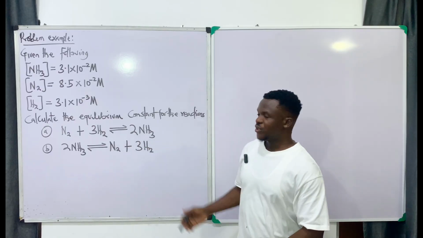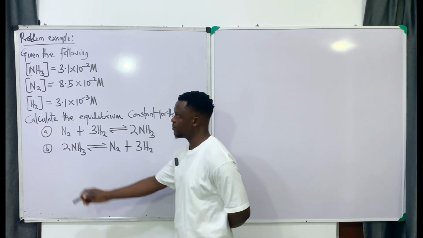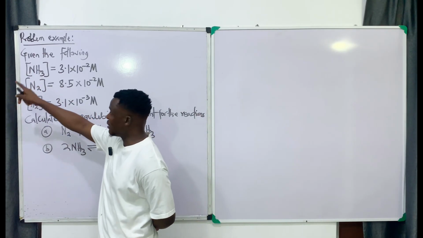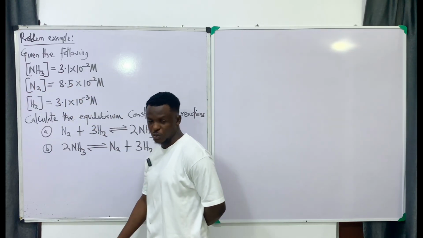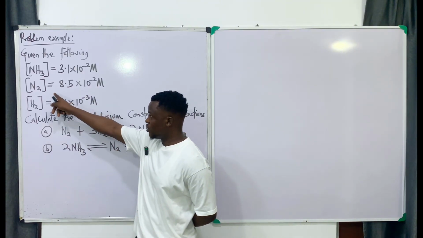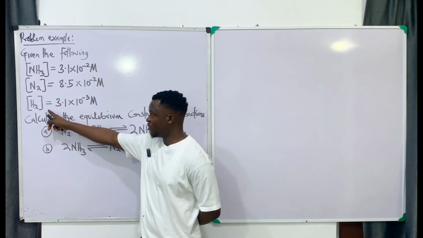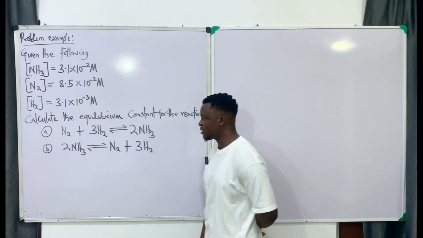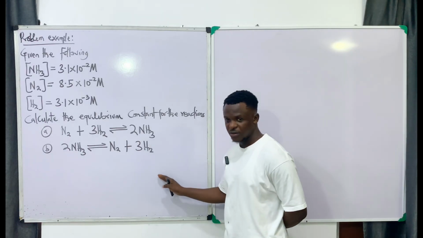So we have another question here, guys. The question says, given the following, where these square brackets stand for concentration: the concentration of ammonia is 3.1 times 10 raised to the power of minus 2, that of nitrogen is 8.5 times 10 raised to the power of minus 2, and that of hydrogen is 3.1 times 10 raised to the power of minus 3. The question says, calculate the equilibrium constant for these two reactions.